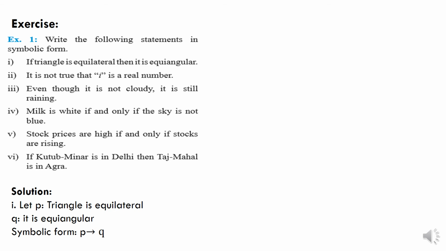Just note down that we do not include if in the statement P. That is, the word if is not included in P. Similarly, the word then is not included in Q. Okay, so P, triangle is equilateral, and Q, it is equiangular. Then the symbolic form can be written as if P then Q, P implies Q, as you can see in the symbolic form.